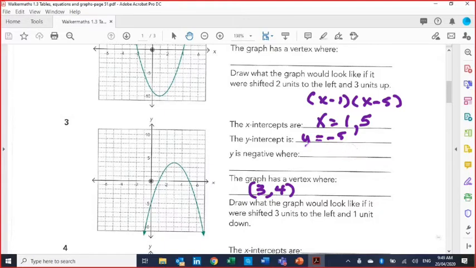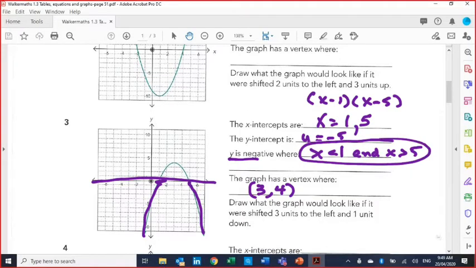y is negative. Remember, y is negative anywhere under the x-axis. So that's from where x is less than 1 and x is greater than 5. Do you agree that if x is less than 1, that makes the graph down there? And if it's greater than 5, then all of those y points are down below the x-axis as well, making them negative. Okay? So just write it using an inequality.